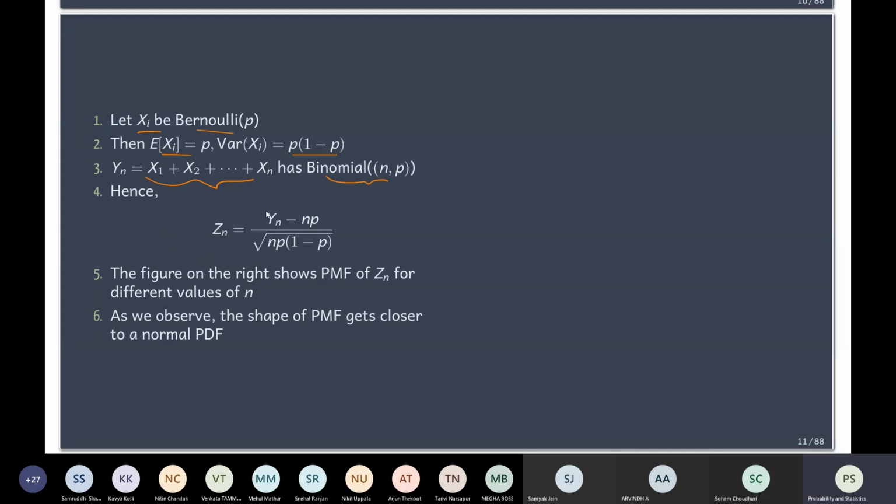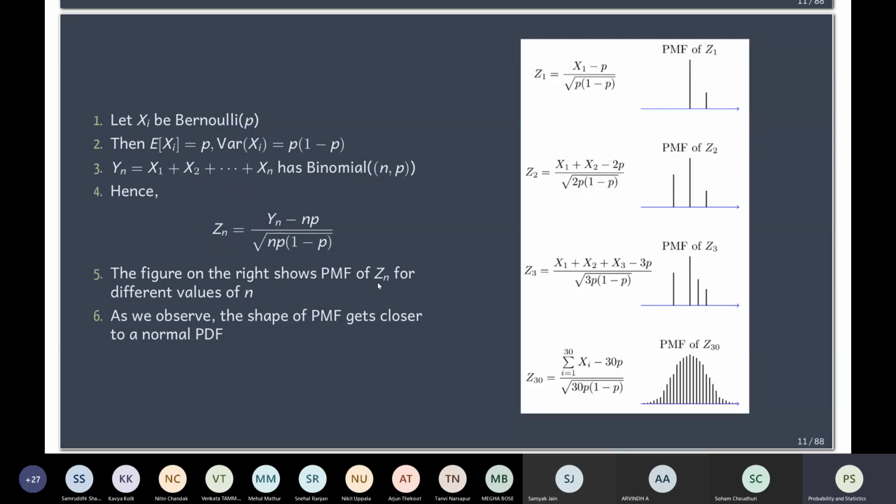And hence, if you form a random variable Zn like this, where Yn is known to you, which is the sum of this, and then you subtract this and scale like this, then the figure on the right shows the PMF of Zn for different values of n. Here you will appreciate what is happening as the n value is increasing. This is not really a standard normal, no way. Maybe it's still not like a bell curve, but here you are seeing some pattern.